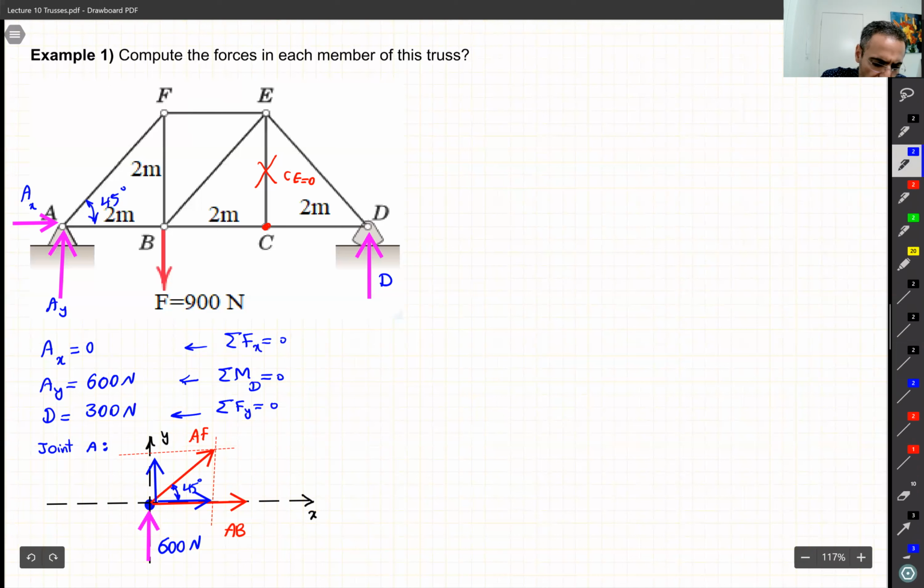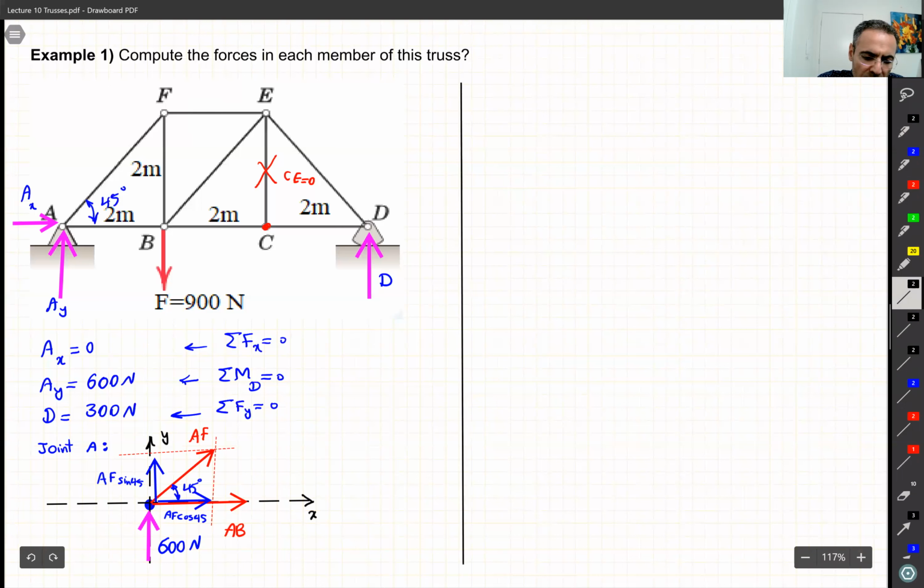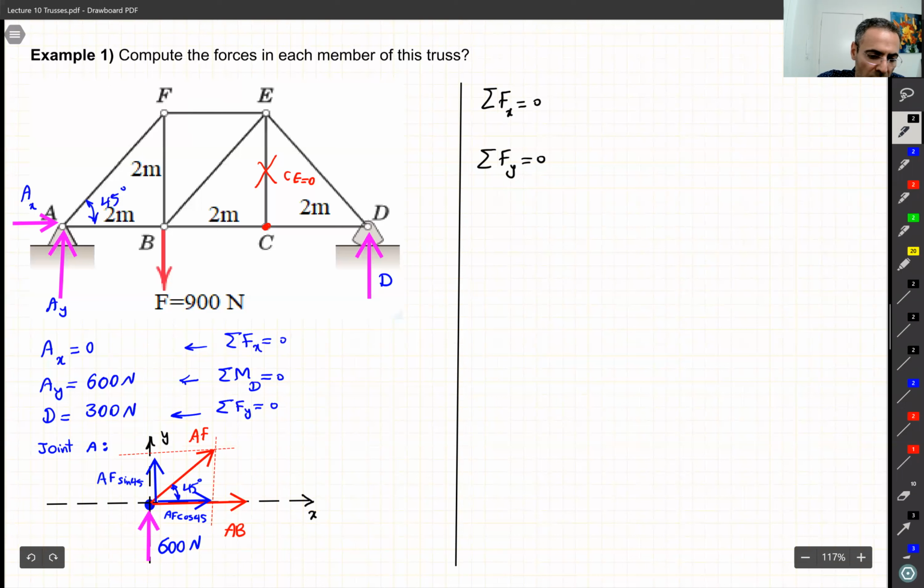And this guy has to be AF sine 45. And this one has to be AF cosine 45, right? So that's my free body diagrams. And the only tools that I have, I'm just continue writing over here, is sum of the force in X equal to 0, sum of the force in Y equal to 0. Here for trusses, we don't need the moment.